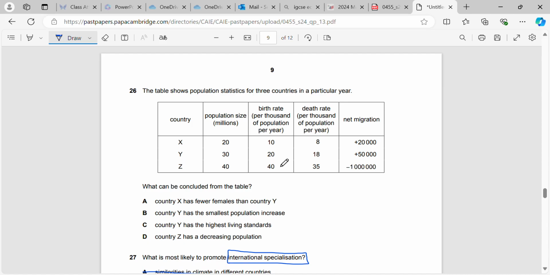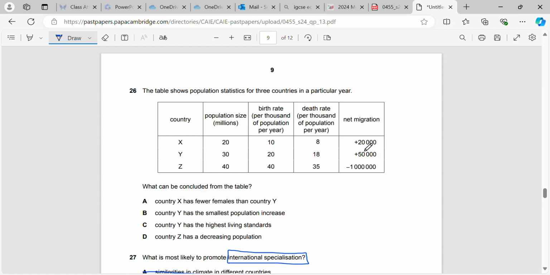Okay, now this question, I don't have the calculations offhand, but we'll just go through it by process of elimination. So we can see the birth rate per thousand of population per year, population size in millions, the death rate, and the net migration rate. So remember, the net migration is the number of people coming in or out.